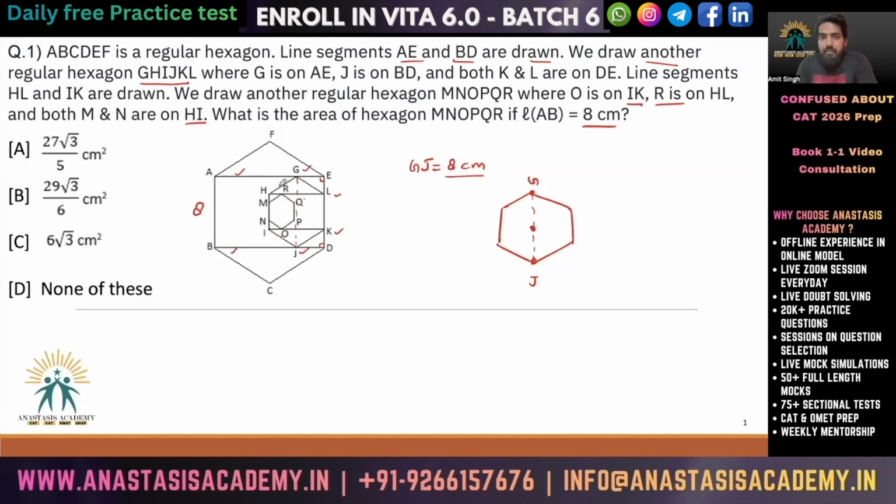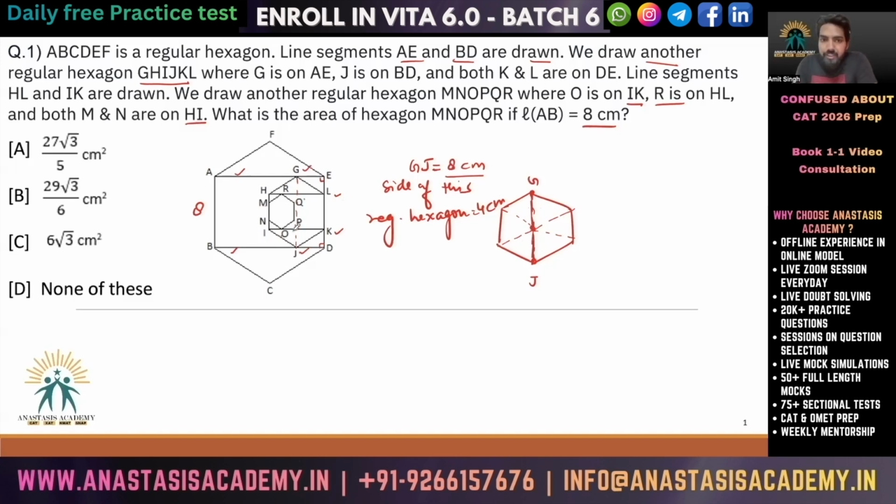So the side of this regular hexagon, that is GHIJKL, would be equal to 4 centimeters. Side of this regular hexagon is equal to 4 centimeters, because I can divide this hexagon into 6 equilateral triangles. So this would be a side of an equilateral triangle. Also, this would be a side of an equilateral triangle. So this is the longest diagonal, which is always equal to 2 times the side of a regular hexagon.